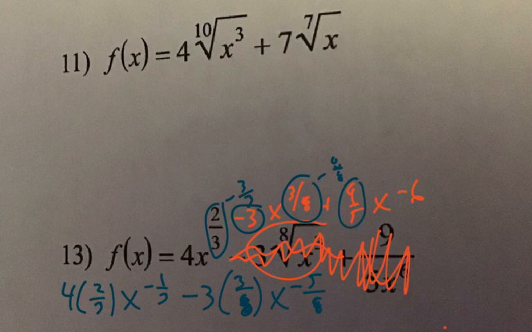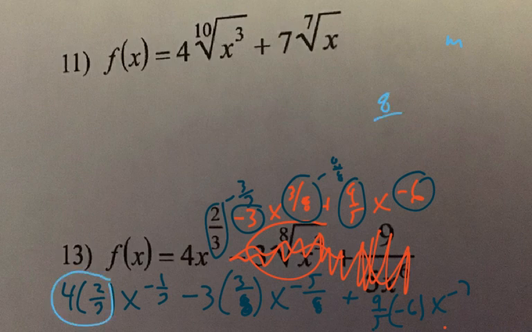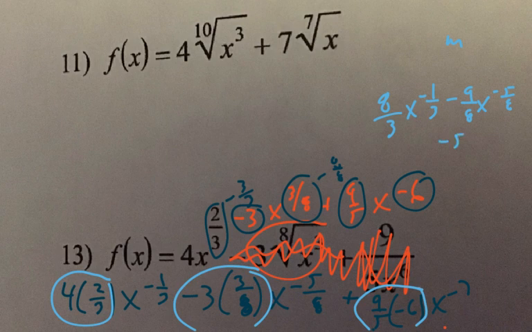Here I have, I believe that's 9/5. Bring down the negative 6. x to the negative 7. So let's see here. Hopefully sky blue shows up pretty good. There we go. So this is 8/3 x to the negative 1/3. This is negative 9/8 x to the negative 5/8. This is negative 54/5 x to the negative 7. Unless I made some silly mistake and couldn't read my own writing.